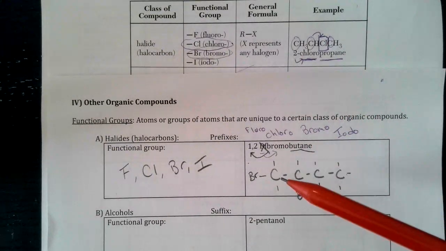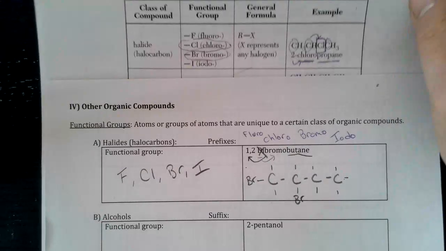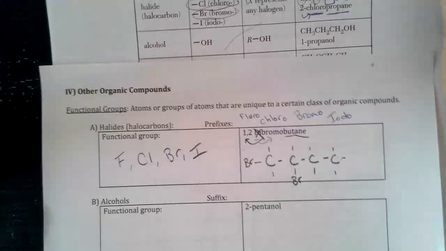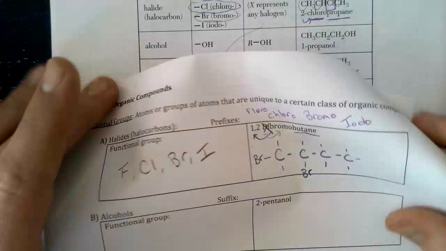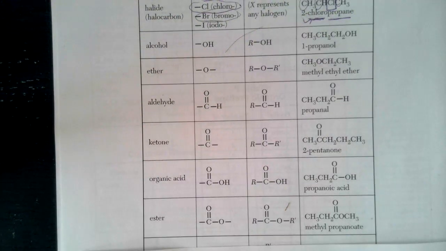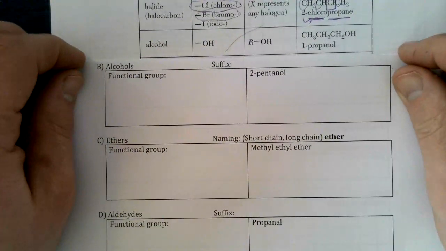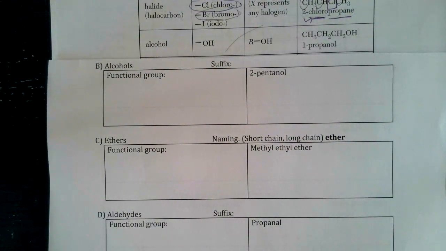Using this and using our new skills, the next set, let's see how I can do this. Probably can't. I'll fold it over. The next set are called the alcohols. And this is what makes something an alcohol.